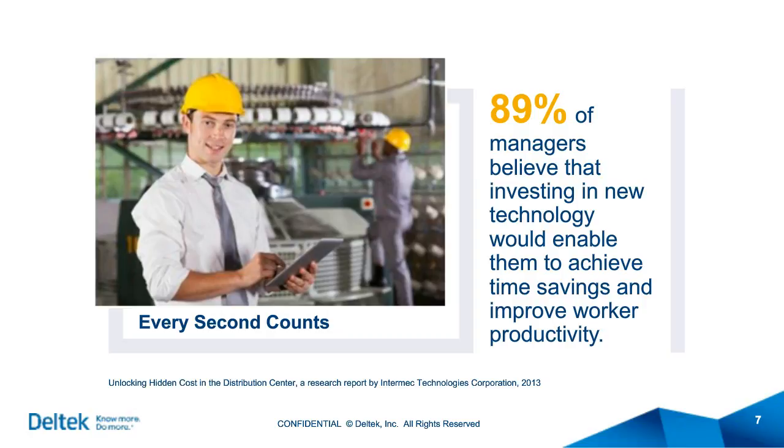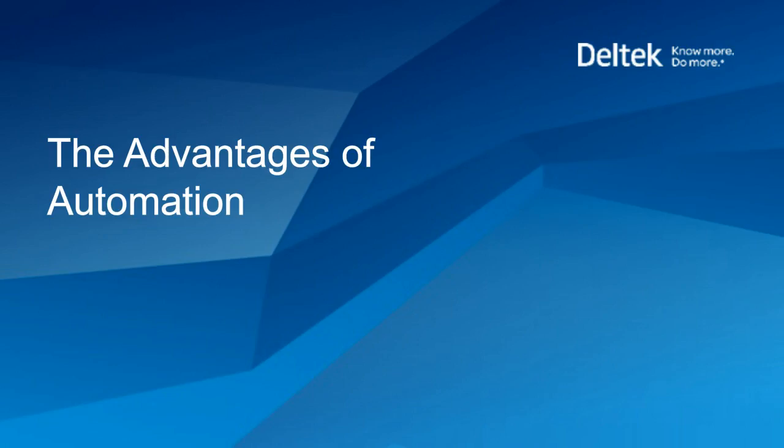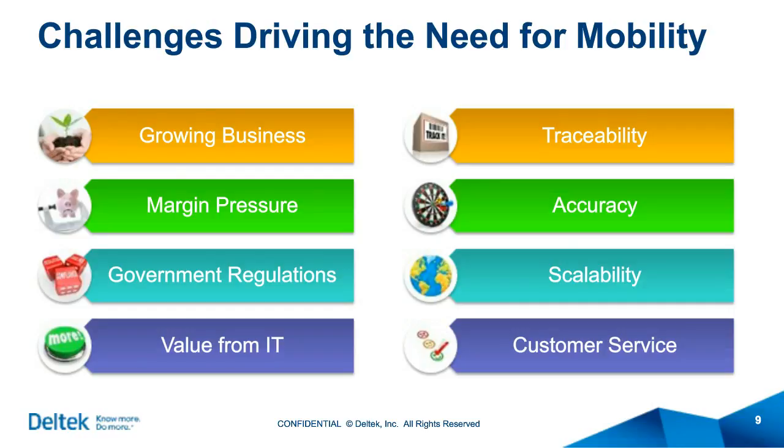When we look at the advantages of automation, we first of all need to look at what the challenges are, what are the things we're really trying to solve for those people that are running paper-based systems. Typically, it's one of these 8 items that I've got listed up here. I've got a growing business. I'm under margin pressures to do more with less.